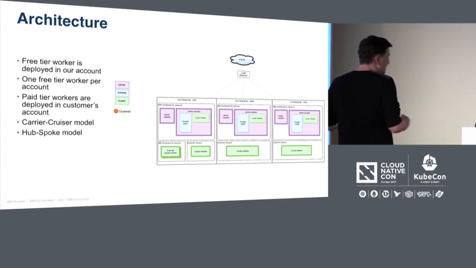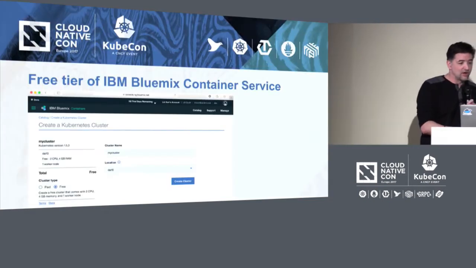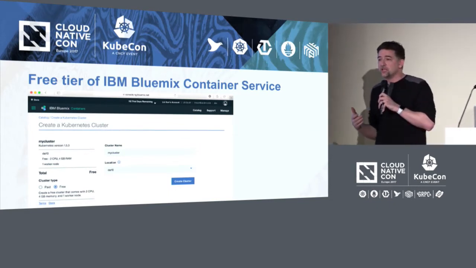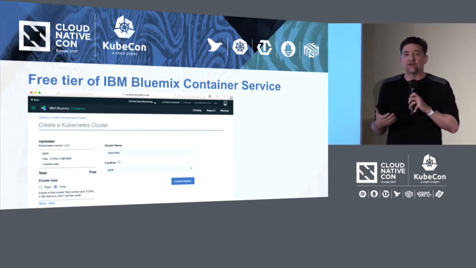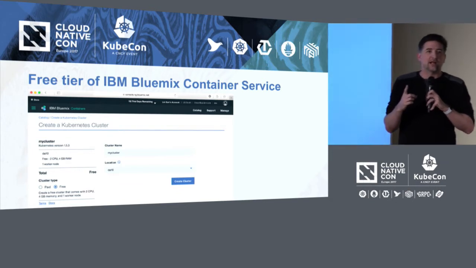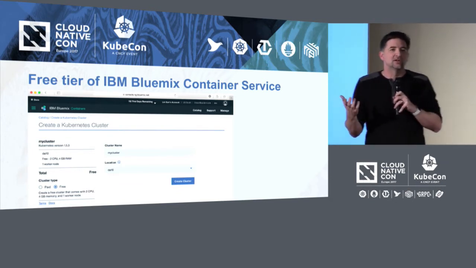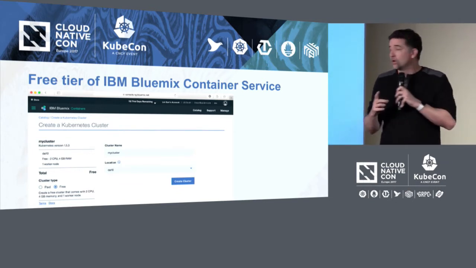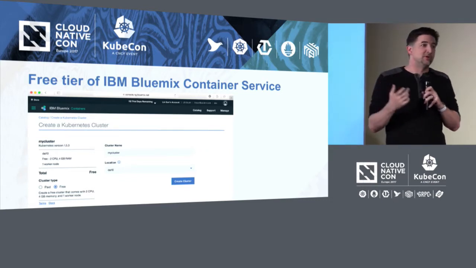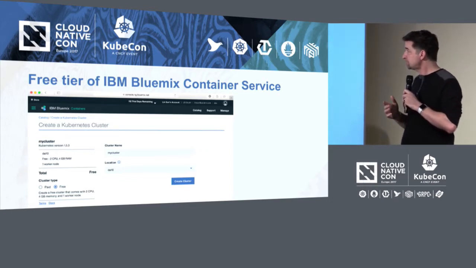And that free tier runs in our account. It's very simple for you to create. Essentially, what you get with that free tier is a single node Kubernetes cluster. So you get a master and one worker node. That worker node gives you 2 CPUs and about 4 gigs of RAM.